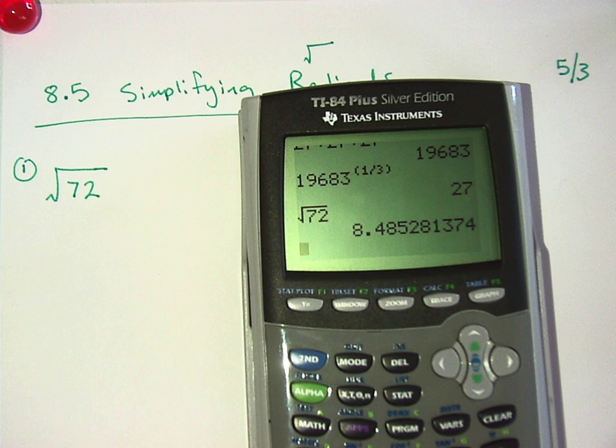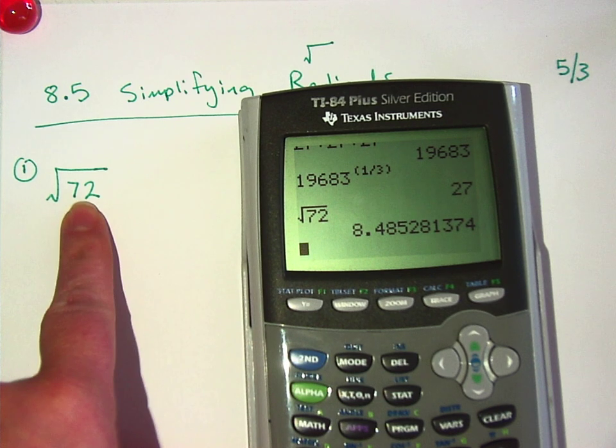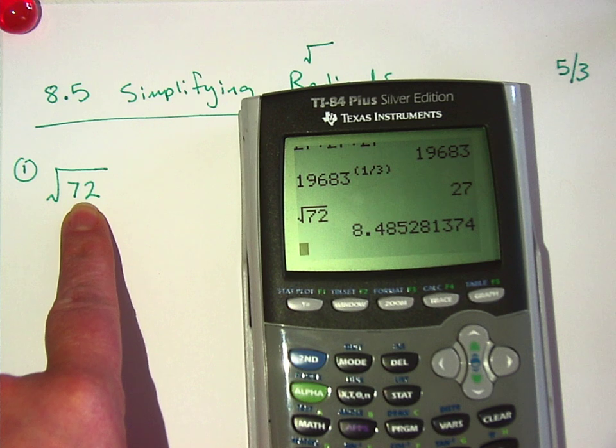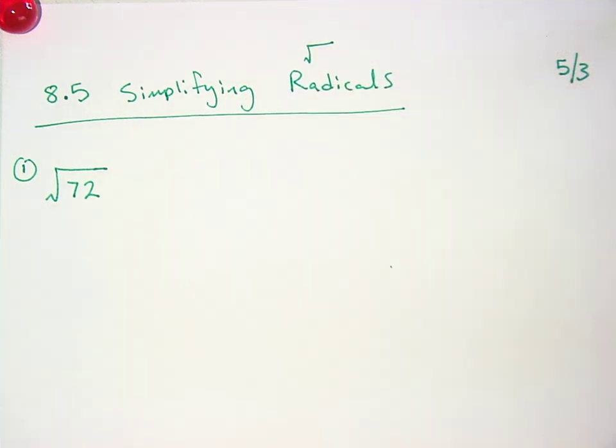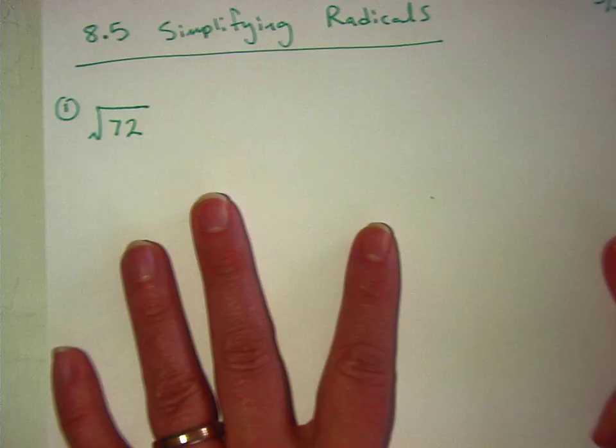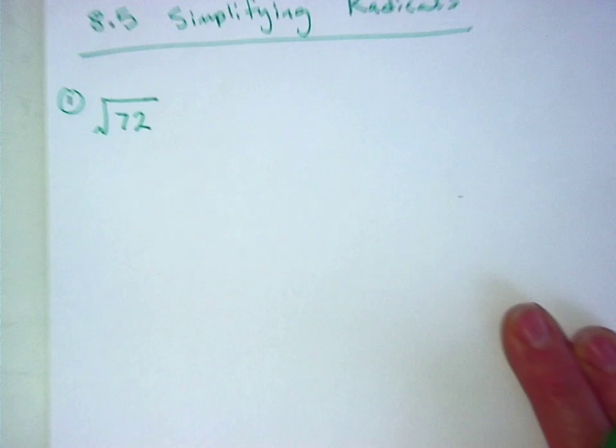Which, by the way, should make sense to you, because what's 8 squared? 64. And what's 9 squared? 81. And this is between 64 and 81, so it makes sense that it's 8 point something, right? But what I'm going to show you is how to reduce a square root, just like you're reducing a fraction.